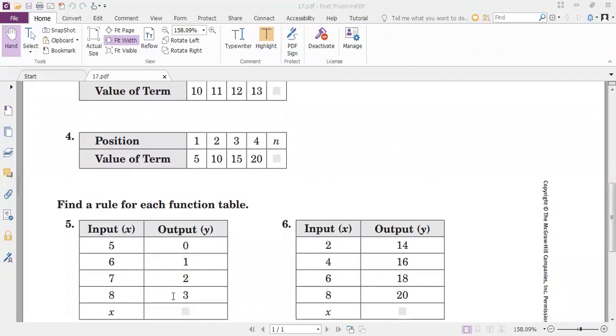Again, you have 5, this 5 becomes 0. So if I have 5, it will become 0. If I have 6, it will become 1. If I have 7, it will become 2. If I have 8, it becomes 3. If I have x, the rule will be what?